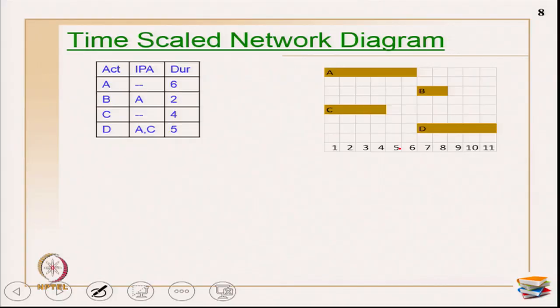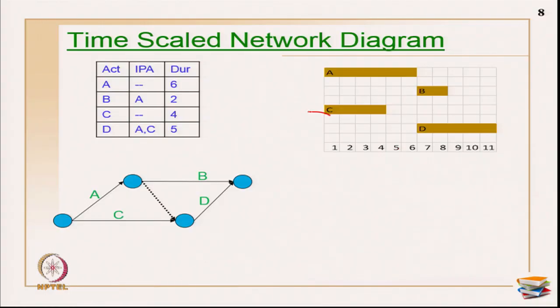So this is a bar chart which you obviously know. Sorry, there is a mistake here, C has to come here. Now this is an AOA representation. So I have activities A and C in parallel, they start in parallel. After activity A, B starts, and after A and C, D starts. With the help of a dummy you are showing that logic representation.